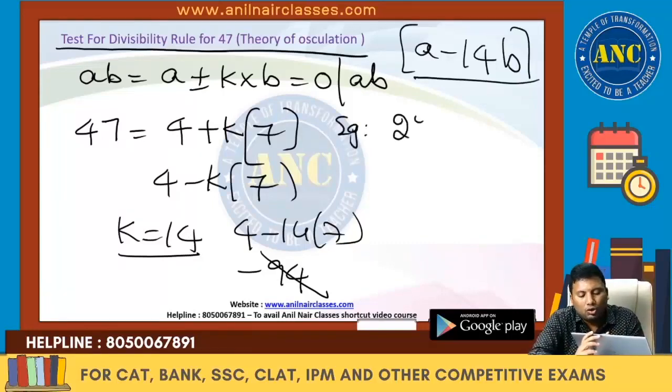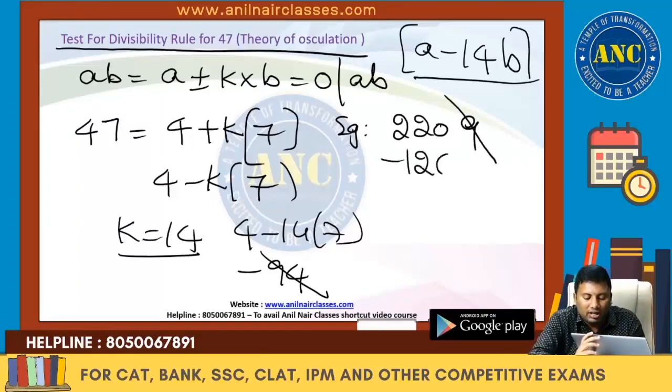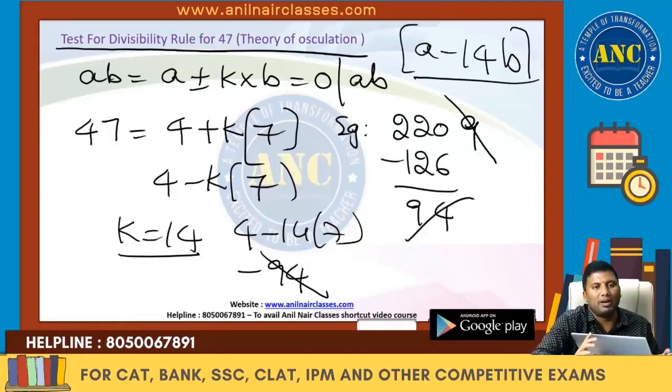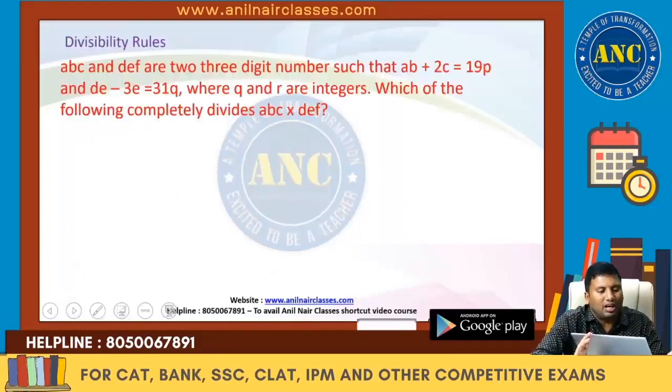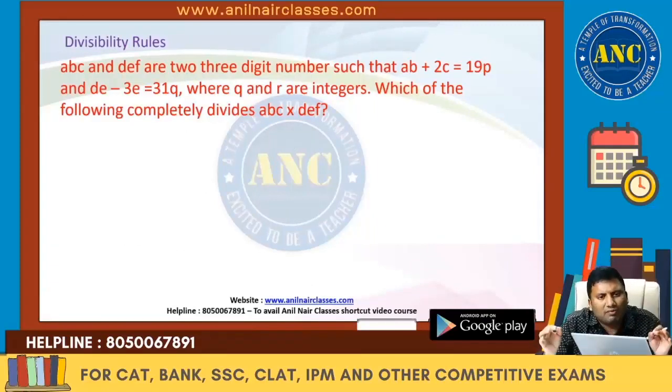Example, 2209. Take the unit digit, multiply by 14. 9 14s are 126. It is 94. 94 is divisible by 47. Clear idea for any divisibility rule for prime numbers based on theory of oscillation. Some advanced level questions. Most of the students who do not know this logic will think that the next two questions are Olympiad level questions, but it is not Olympiad level.